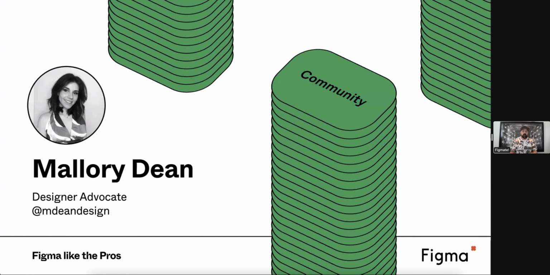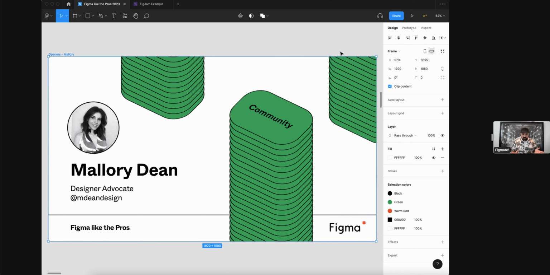All right, let's get started with our first speaker. So our first speaker up is Mallory Dean, who's a designer advocate. That's absolutely my team. And a little bit about Mallory. Mallory grew up as a competitive dancer, volleyball player, and a cheerleader with a short stint in figure skating. And today, Mallory is going to talk to us about 10 Figma gems. Please give her applause in the chat. She's the first speaker up. Let's go, Mallory.